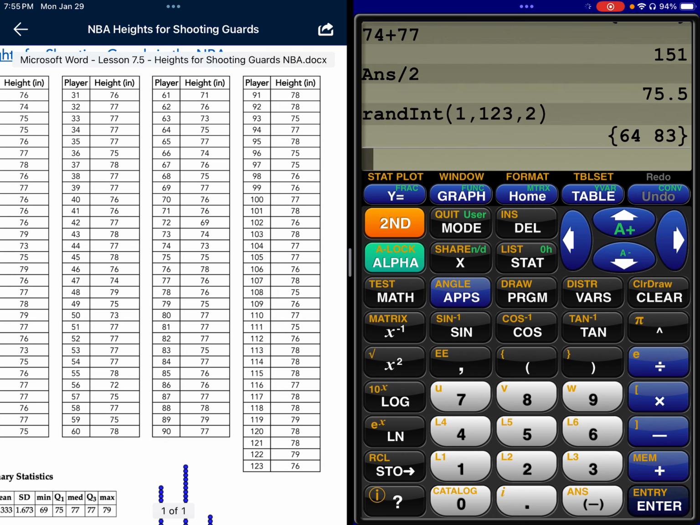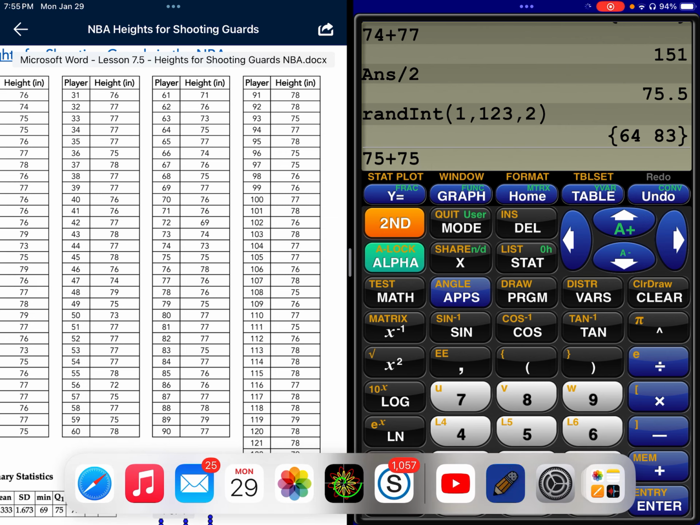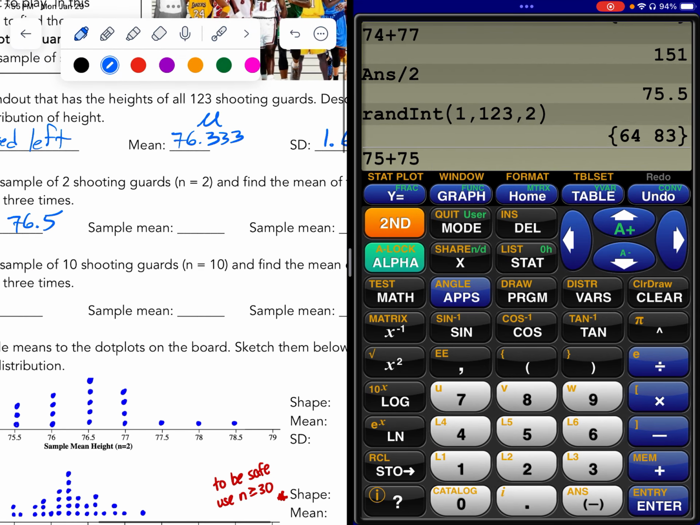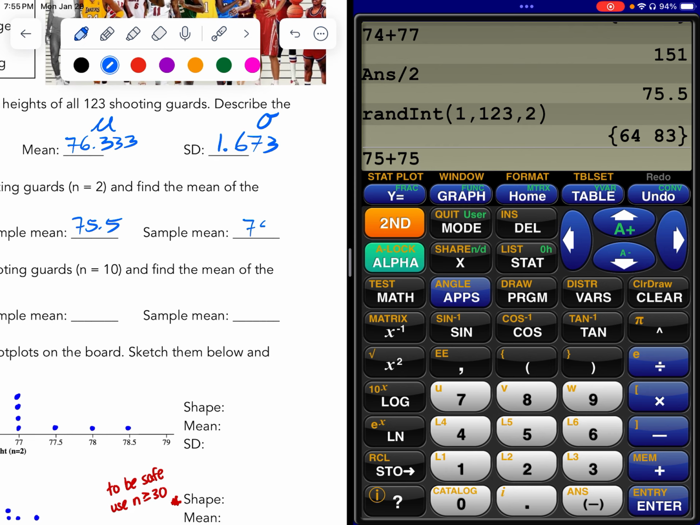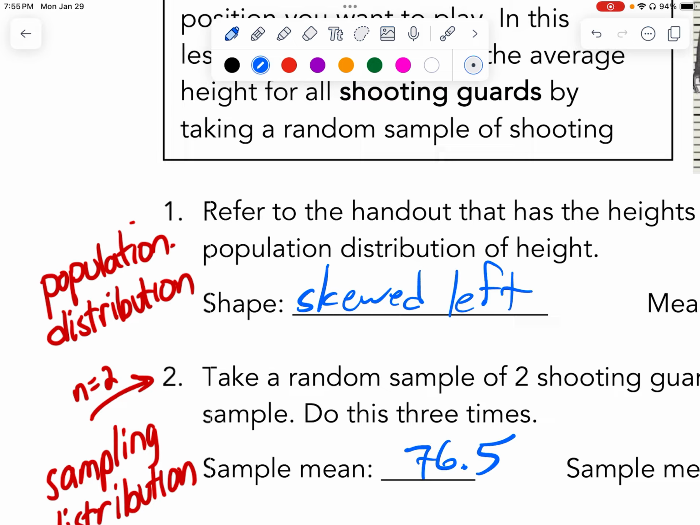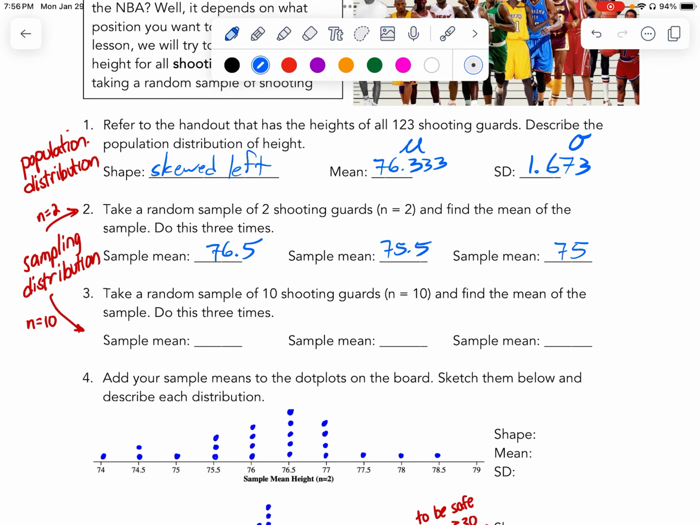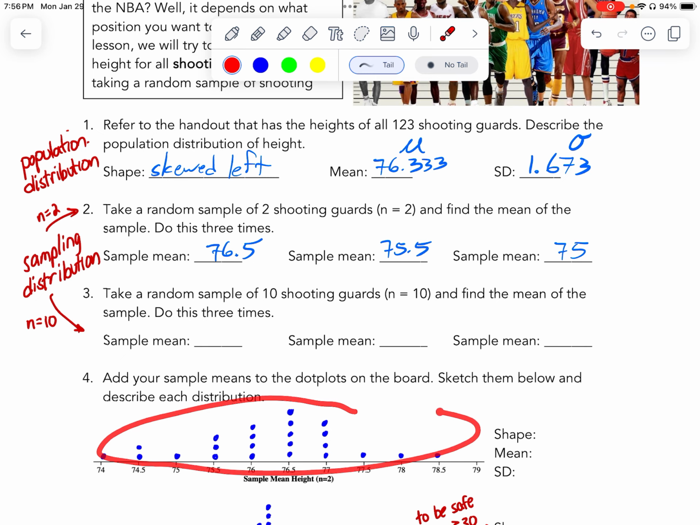Everyone's going to do this 3 times so that we have more samples to put on the board. Number 64 was 75 inches tall, and 83 was also 75. All right, well, that's going to be an average of 75. So I've got 75.5 and 75 for my last 2. Okay. And then I'm going to have everyone come to the board. They're all going to put 3 dots on the board. So I should have actually a lot more dots than this.